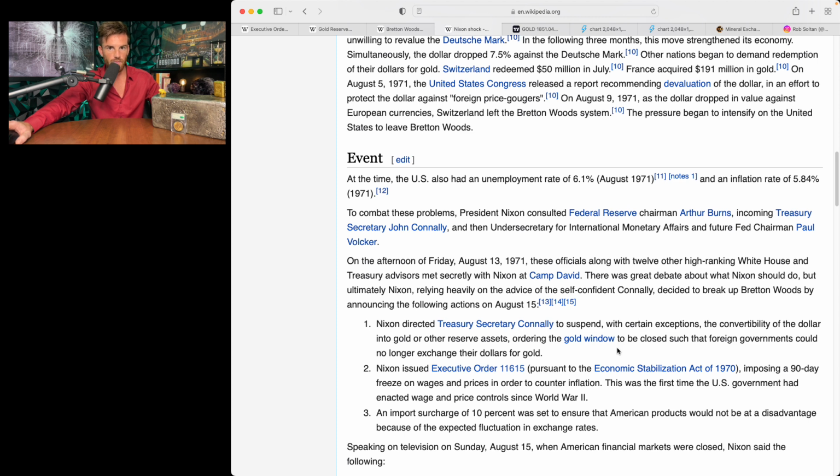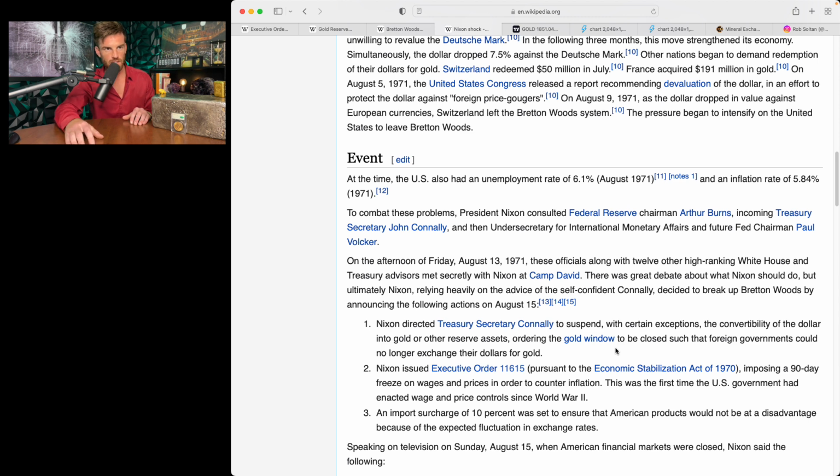suspend the convertibility of the U.S. dollar to gold. So keep in mind, Nixon had actually, quote unquote, said temporarily suspend the convertibility of the U.S. dollar to gold. It never went back. More than 50 years later, temporary is still there.